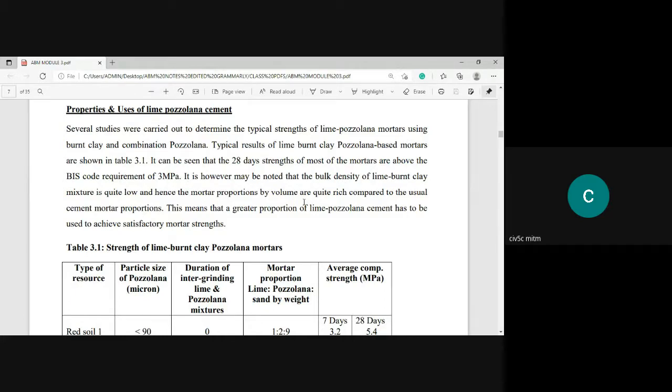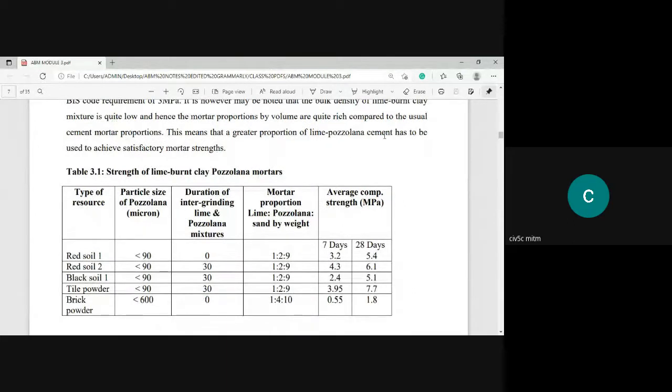And hence the mortar proportions by volume are quite rich compared to the usual cement mortar proportions. Because of the lesser bulk density, the mix will become very rich volume-wise. This means that a greater proportion of lime pozzolana cement has to be used to achieve satisfactory mortar strength. You need to go with a greater proportion. So let me go ahead.